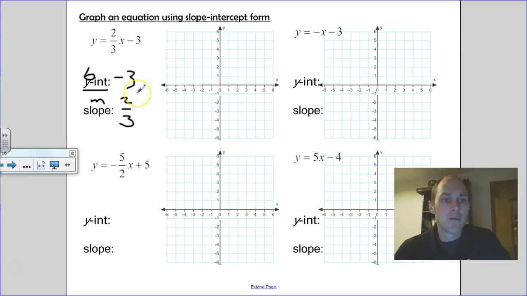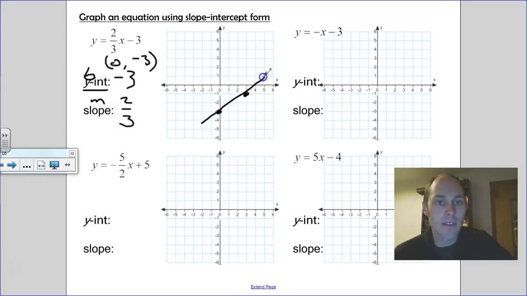And where do we start? Well, the y-intercept is at 0, -3. So remember those coordinates, 0, -3, x is 0, y is -3. That's my starting point. And then what's my slope? From here, I rise 2 and run 3. And that's how I can find two convenient points.